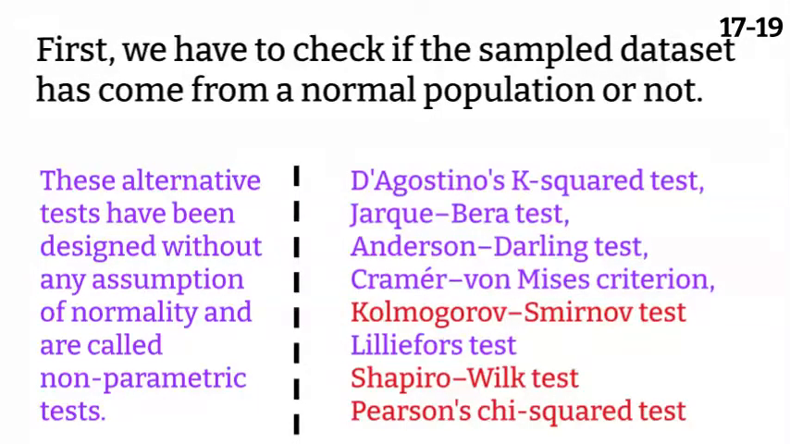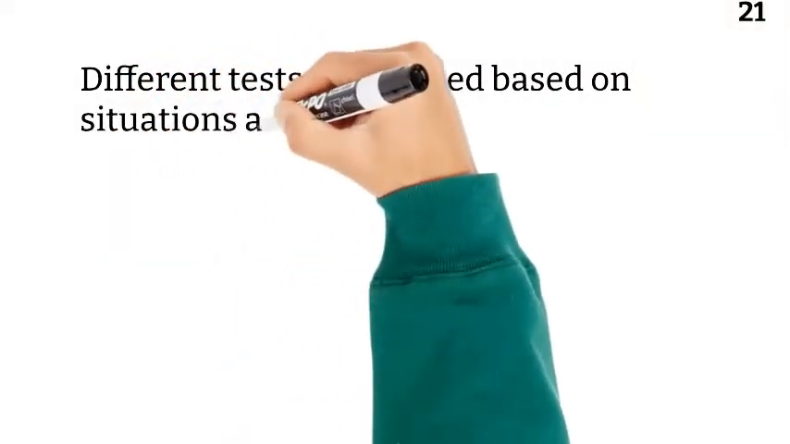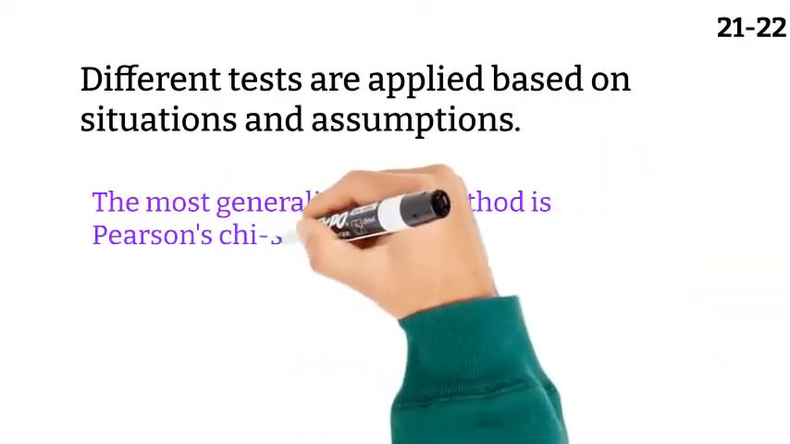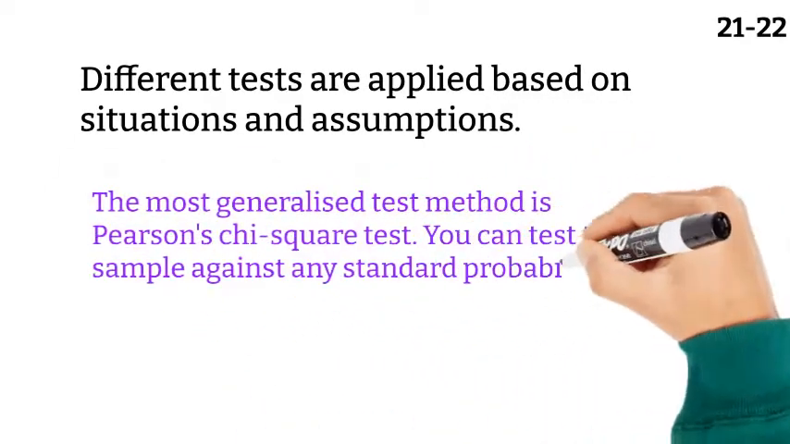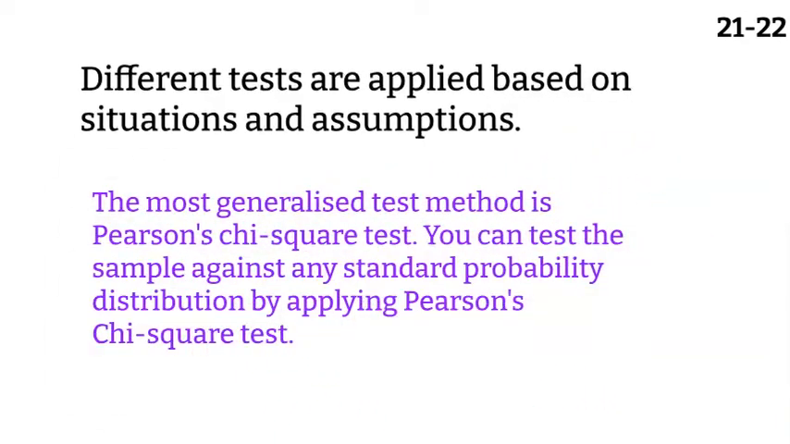Different tests are applied based on situations and assumptions. The most generalized test method is Pearson's chi-square test. You can test the sample against any standard probability distribution by applying Pearson's chi-square test.